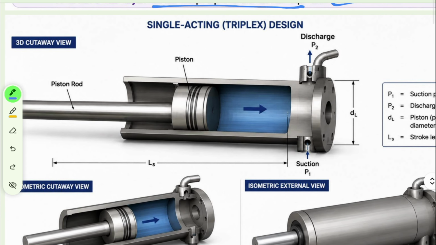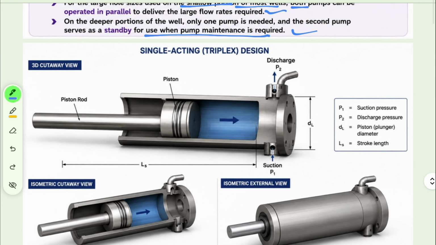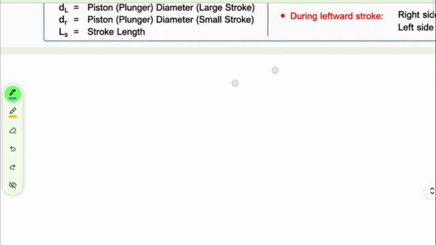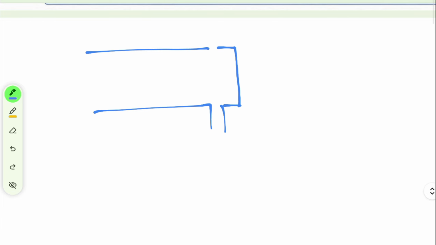So before jumping into this diagram, let me give you a clear picture, right. Let me draw it by hand so that you can understand what it means by a single acting pump, right. Then I will explain the other part, right. So let's suppose this is your cylinder. This is your cylinder, this is your plunger, right, and this is your piston rod, right.